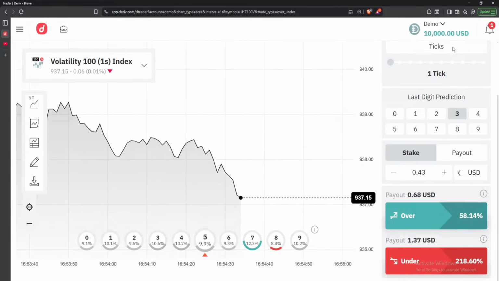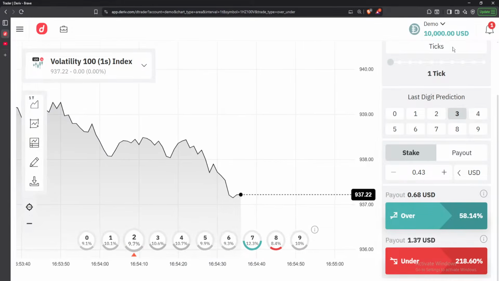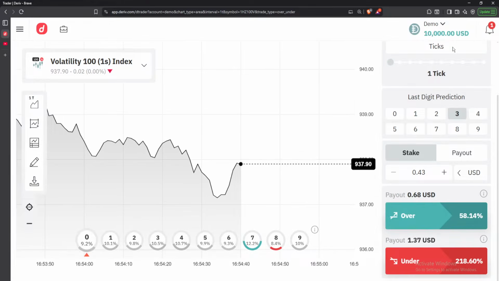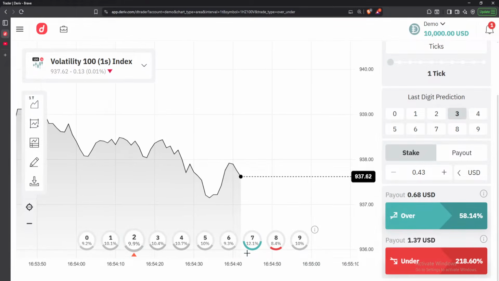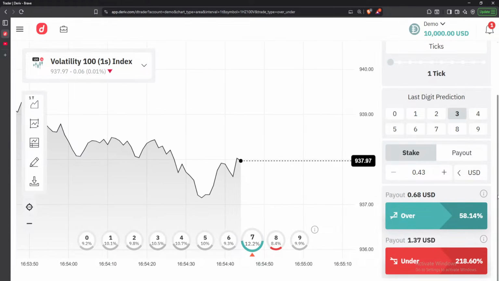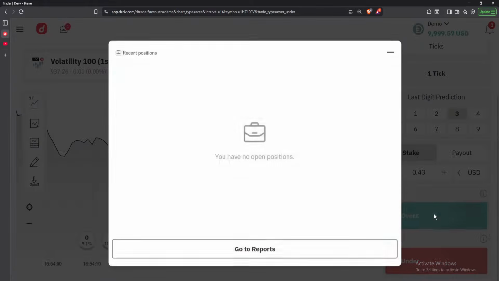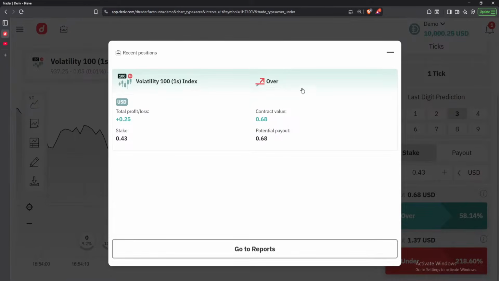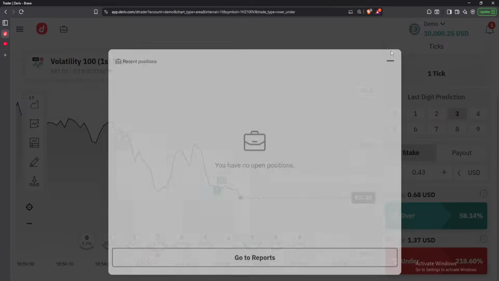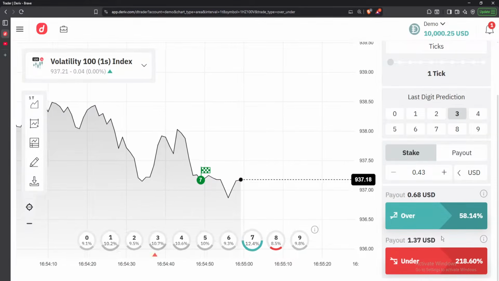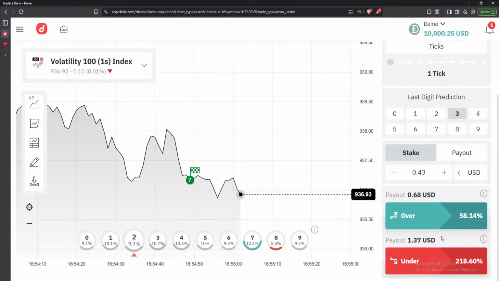Now, as you can see currently, if I open this market, this is what happens to most new traders. They'll open the market and they will just see the green circle is on 7. They'll not do any analysis, and they'll just start pressing over. And you'll see they'll start experiencing profits. As you can see, that is a first profit. Let me click again. As you can see, the profit whenever you're trading over 3 is 58%, which is actually really nice.